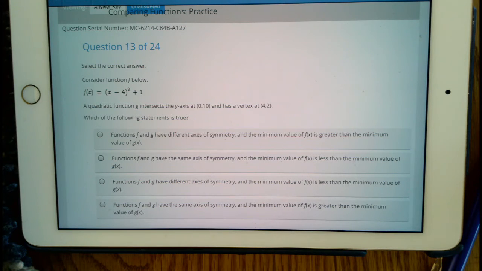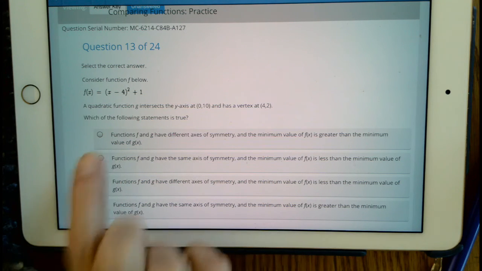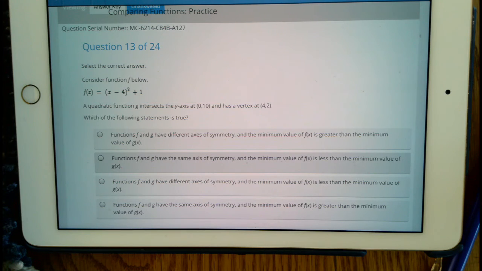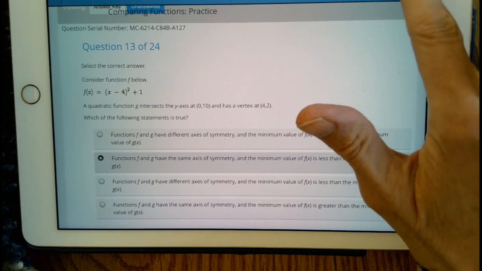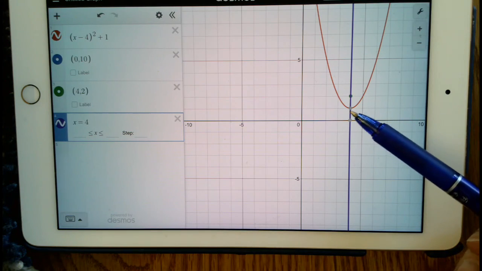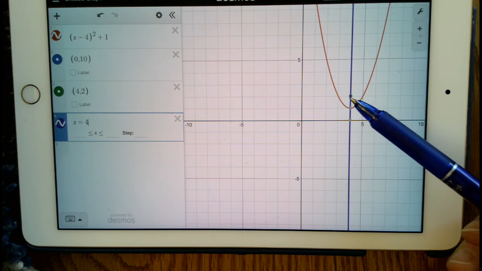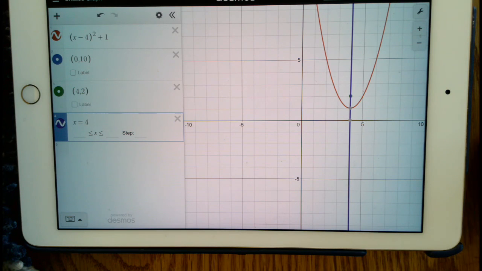they have the same axis of symmetry, and then the minimum value, the lowest value on the function of f, is lower than g. So same axis of symmetry, and then let's mark it here. And then again, the lowest point here on the red graph is lower than the vertex of this function right there, the other function.